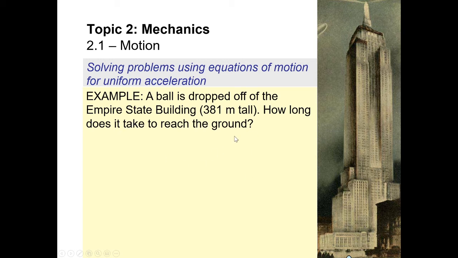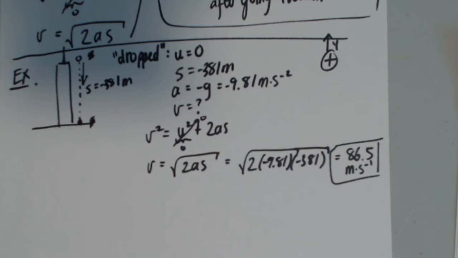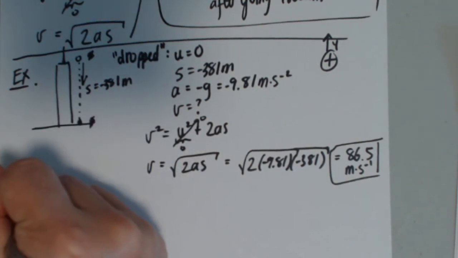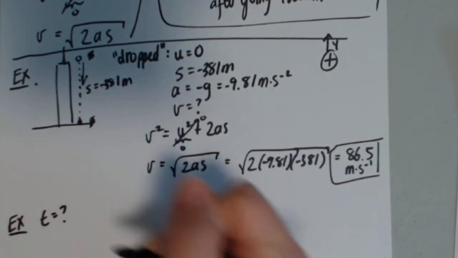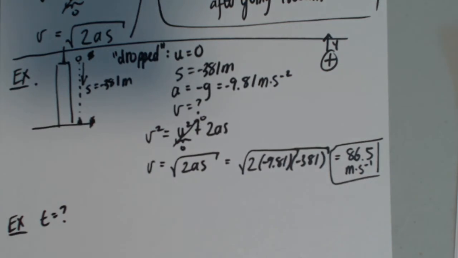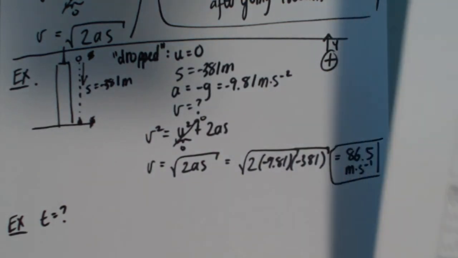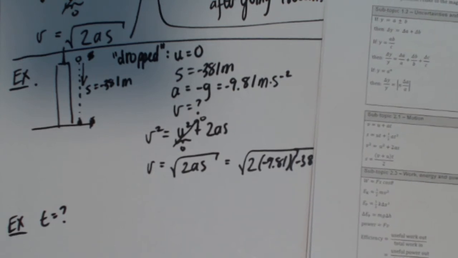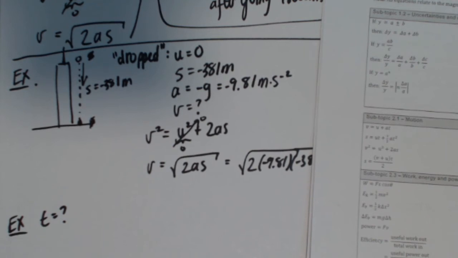Okay, so we're dealing with the Empire State Building once again. This time we have to figure out how long it takes to reach the ground. All right, so same scenario, except now we're looking for the time. So we have V, we have U, we have S, we have A. If we want to use what we were given originally, we have U, S, A. We have U, S, A and we need to find T.